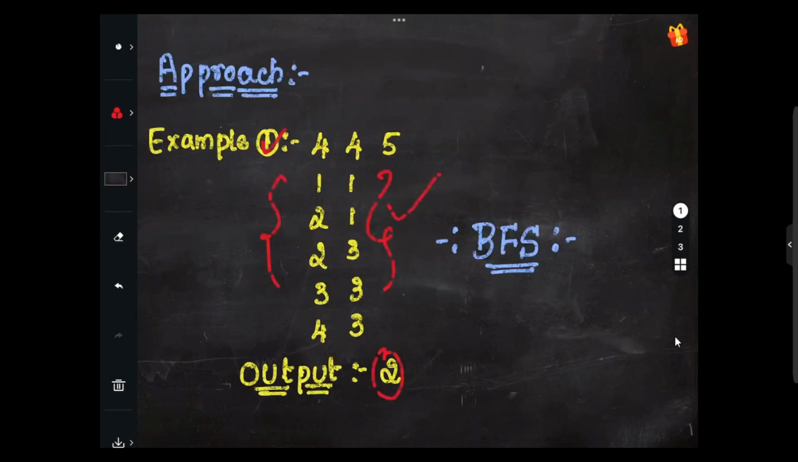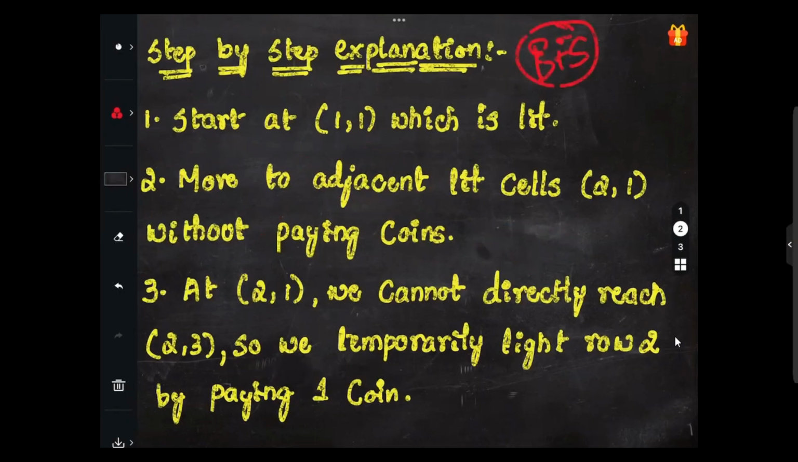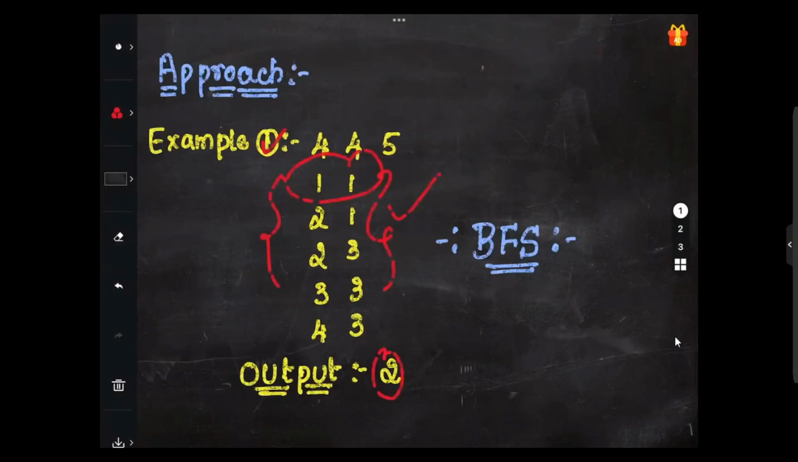We'll start with 1, 1 initially, right? So we'll start with 1, 1, which is lit initially, which is this one. Lit is 1, 1, right? So we will move to the adjacent lit cells. Adjacent lit cells to 1, 1 is 2, 1.